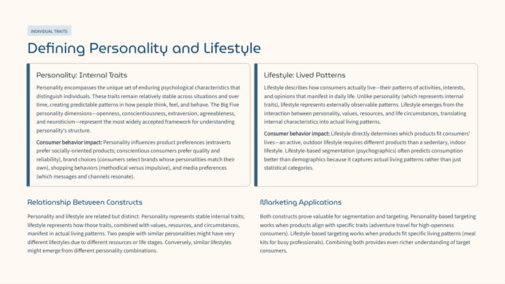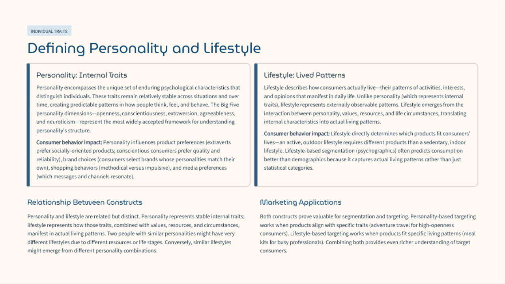When we look at the relationship between these constructs, we see how they impact consumer behavior. Lifestyle directly influences which products fit into a consumer's life. For instance, an active, outdoor lifestyle calls for different products than a more sedentary, indoor one. Psychographic segmentation based on lifestyle often predicts consumption better than traditional demographics because it captures actual living patterns, not just age, income, or location. Lifestyle describes how consumers really live, covering their daily activities, interests, and opinions.